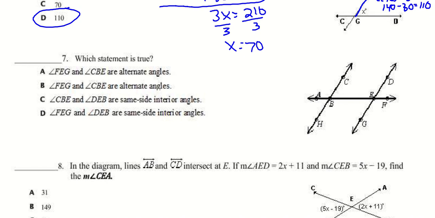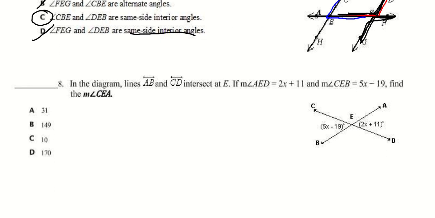In this case, if this happened on the exam and it was choice A, they would also accept choice B. They would come back with a fix here. But C, CBE, which is this angle, and DEB, which is this angle, are same side interior. That is true, so that is the best answer. And FEG, we'll go black here, that's this angle, and DEB, those angles are vertical, but it says same side interior, so that's definitely not. Those ones are not alternate interior or exterior. So C is our most appropriate answer that we definitely know is true.